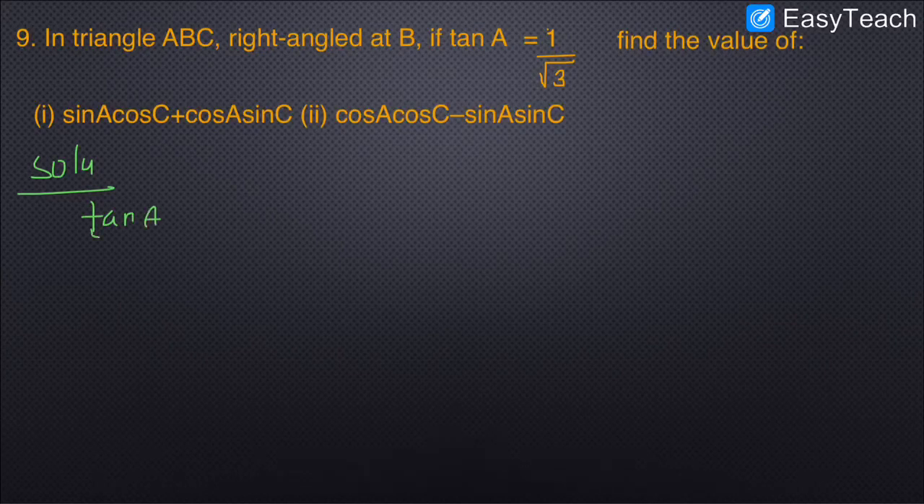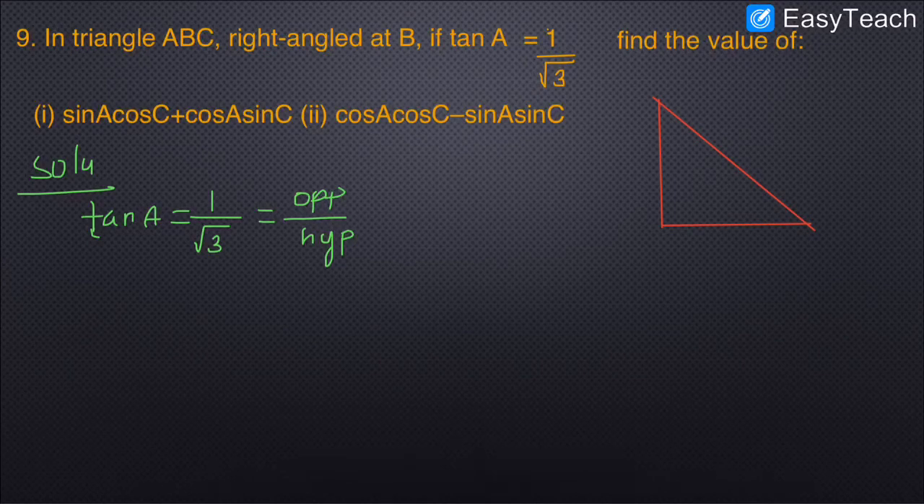To start the solution, let us start with the given data. So, tan A equal 1 by root 3. So, tan A is nothing but opposite by hypotenuse. So, we got the two sides. So, let me draw the triangle and mark A here, B here, C. So, this is the angle given, and the opposite side is BC, this is 1, and hypotenuse is root 3.